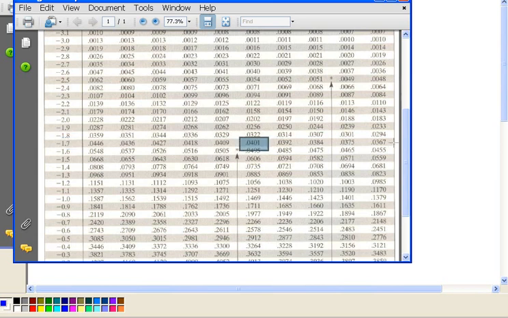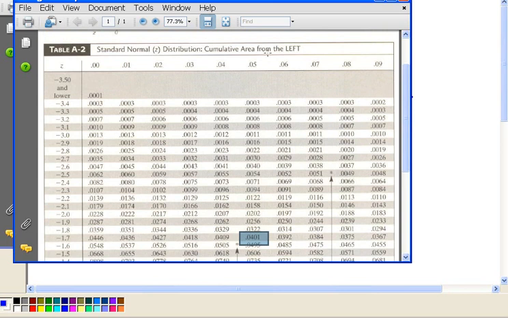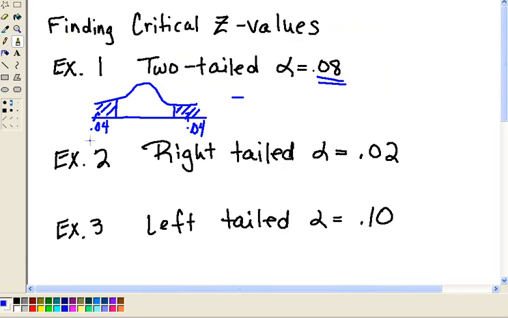Now I'm going to go to the top of this table to get the 3rd digit, and that's where the 5 comes from. So I know that my critical z-value on here is going to be negative, minus 1.75. And because this is symmetric, this critical value here is going to be a positive 1.75.